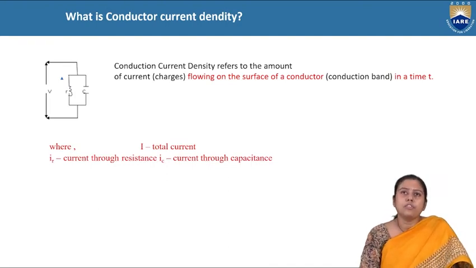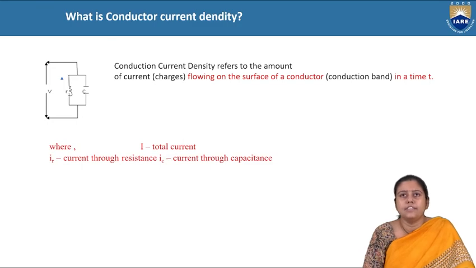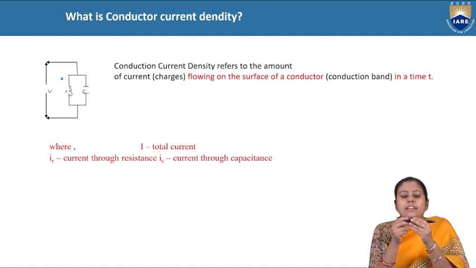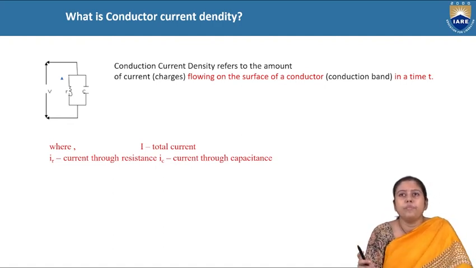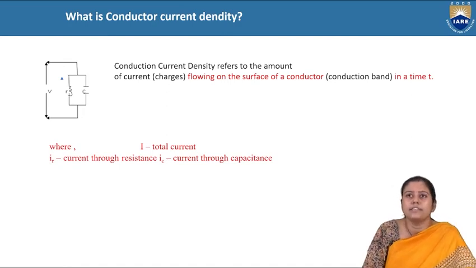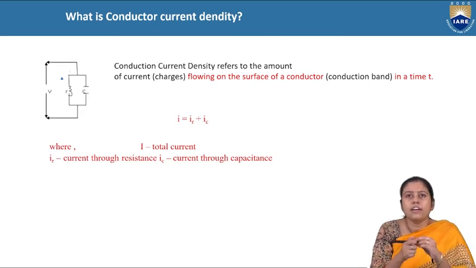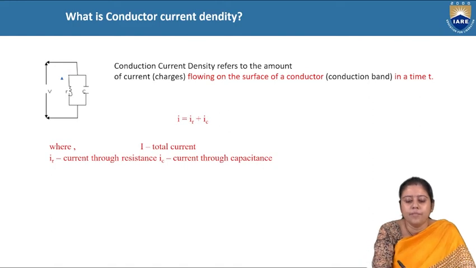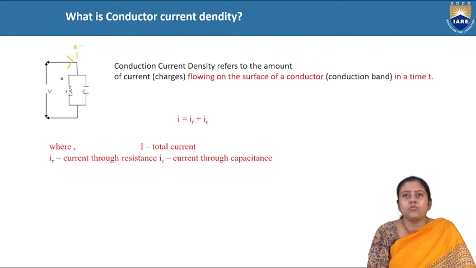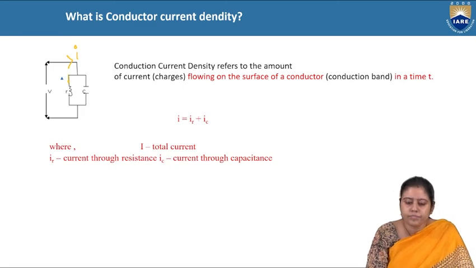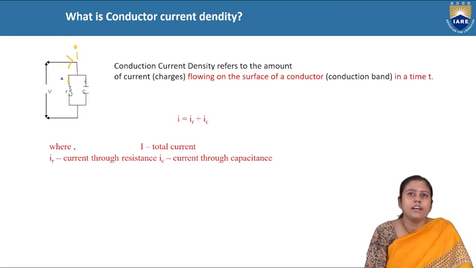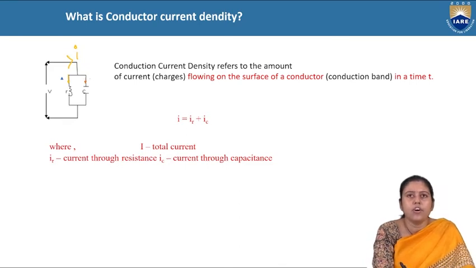Now we will discuss the conductor current or motion current density. Conductor current density refers to the amount of current flowing on the surface of a conductor in a time t. If there is a general conductor, there is a flow of charges, and this is called the surface current. So in this equation you can see there is IR and IC. So what is the current I? I has two parts. One is IR, in yellow you can see, and another one is IC, drawn in this orange color.